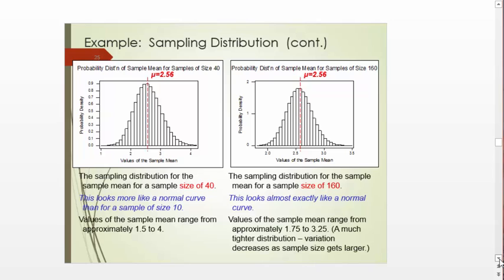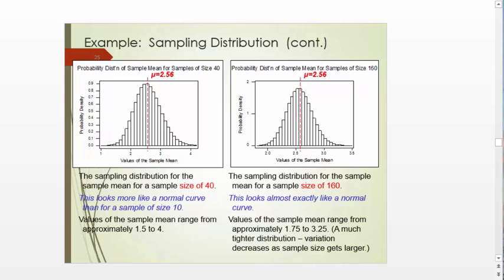The mean will be 2.56. The standard error for the sampling distribution of the sample mean for samples of size 40 would be the population standard deviation divided by the square root of 40. But now look at the shape. That is one symmetric distribution, and what we find is that it's actually approximately normally distributed. And the same is true for the sample of size 160. It has a shape that is approximately normally distributed. In fact, it looks very normally distributed.